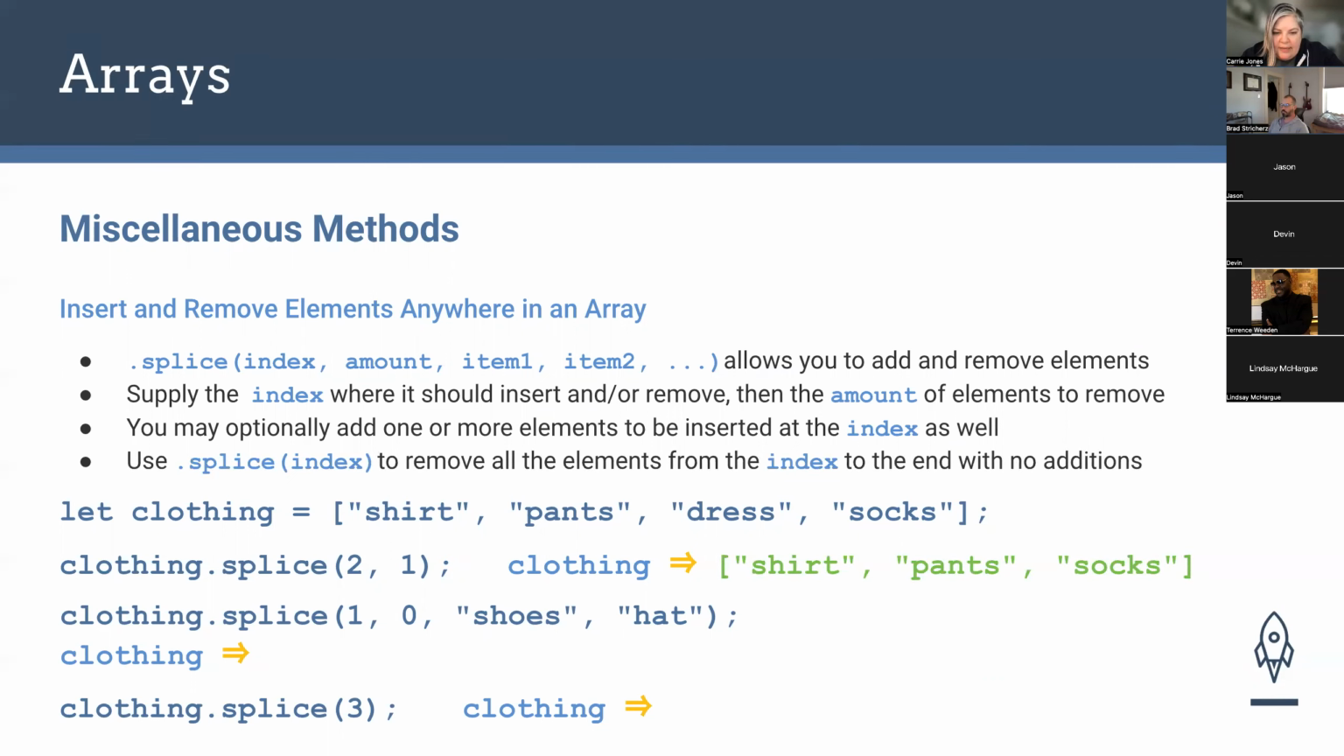Because it basically just said go to index 2, which is dress, and just remove that one. That's the number of things to remove.